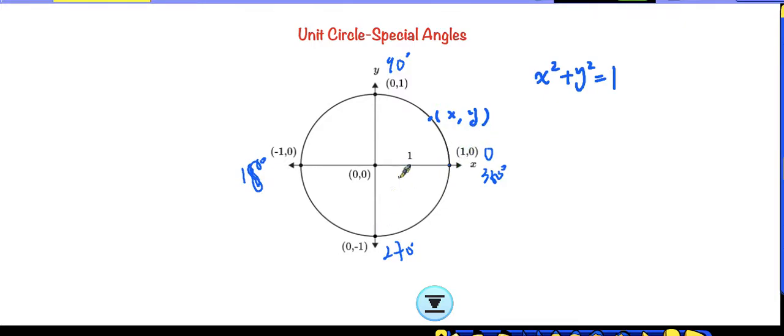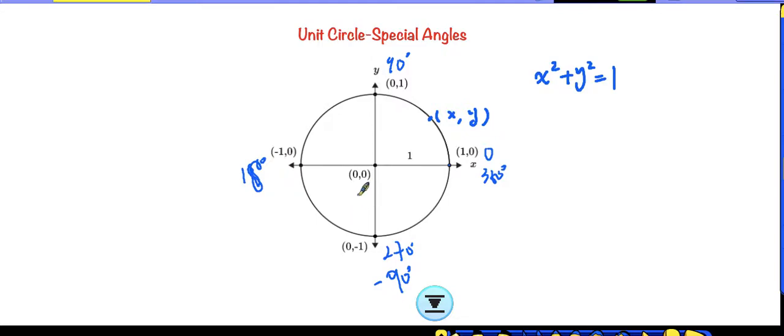And also, if you go clockwise, then you will see this is actually the same as negative 90 degrees, just because they have the same terminal ray. That's why we call them coterminal angles. Coterminal angles have the same terminal ray. That's why they have exactly the same coordinates.